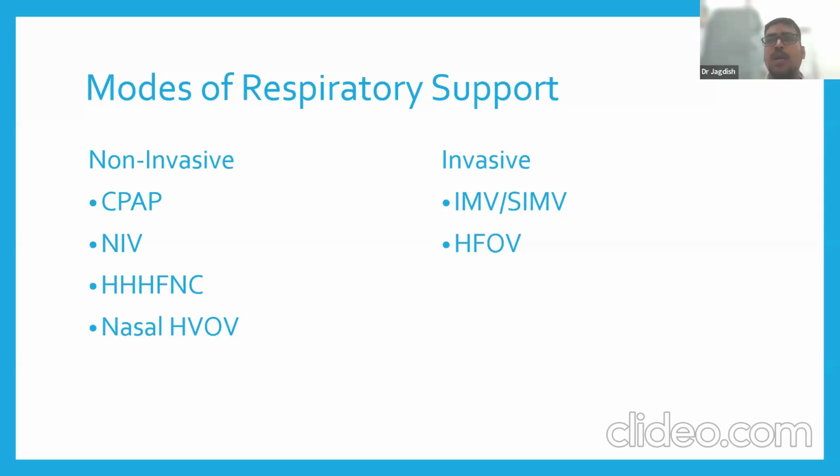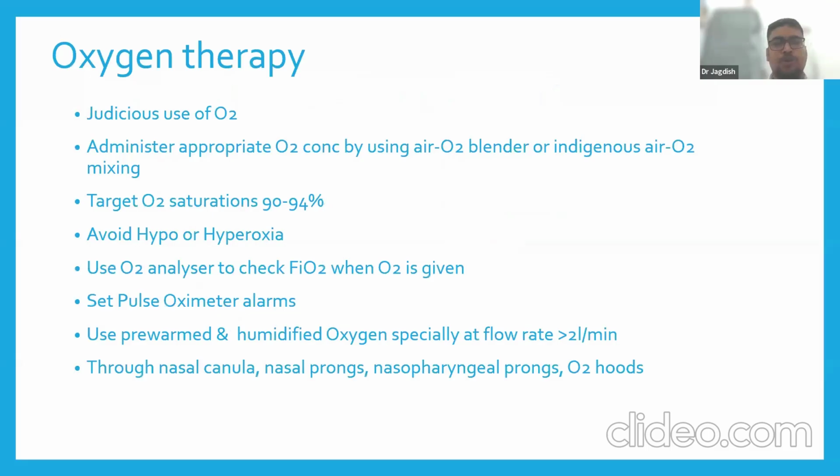But what is more important is when you start a CPAP, the baby has to be breathing spontaneously. So that is the criteria. CPAP cannot be given to a baby who is not breathing. So CPAP or NIV is for a baby who is spontaneously breathing. So this is primarily how we decide to start respiratory support.